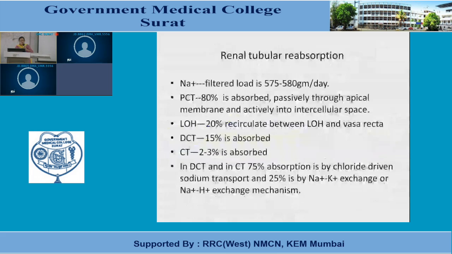So the sodium filtered load is 575 to 580. In the PCT about 80% is absorbed, in the loop of Henle 20%, 15% in the DCT, and in the collecting duct 2.2 to 3%. In the DCT and CT, 75% absorption is by chloride-driven sodium transport, and 25% is by the sodium-potassium exchanger and sodium-hydrogen exchanger. All these mechanisms we did in the last series of my lectures.